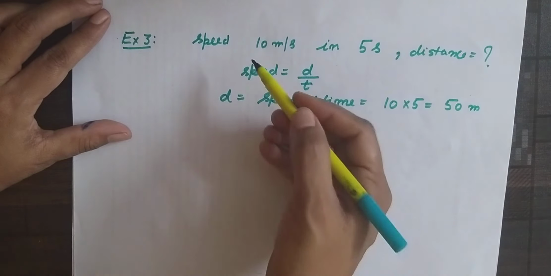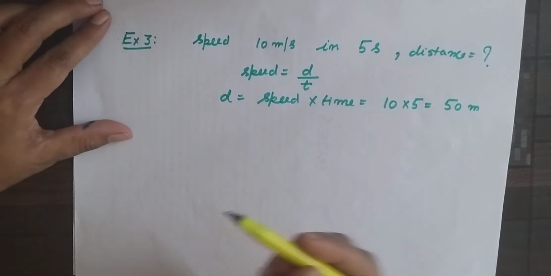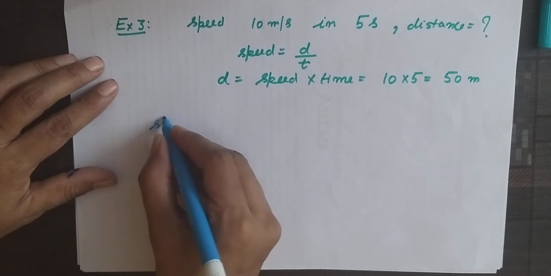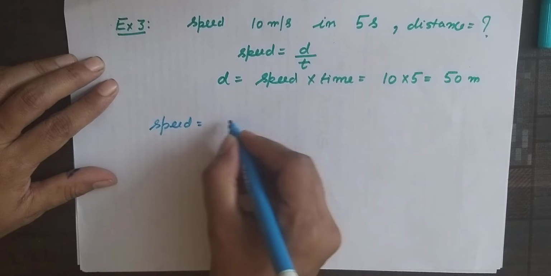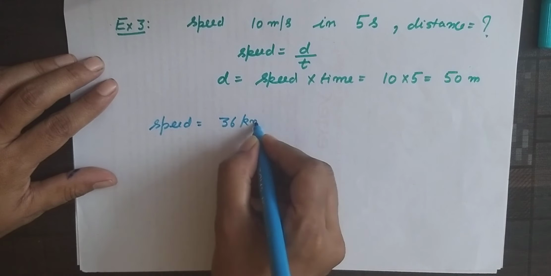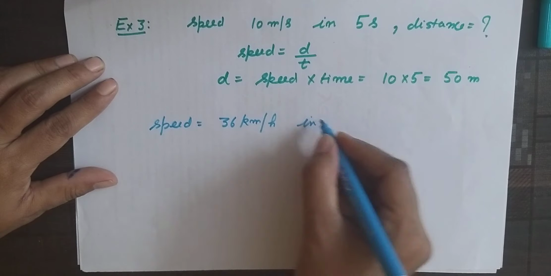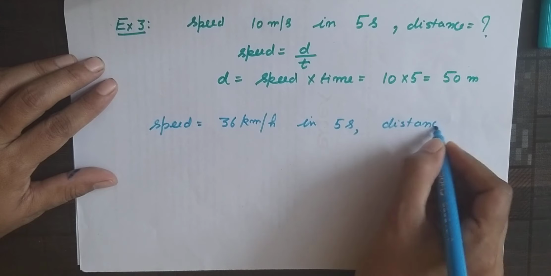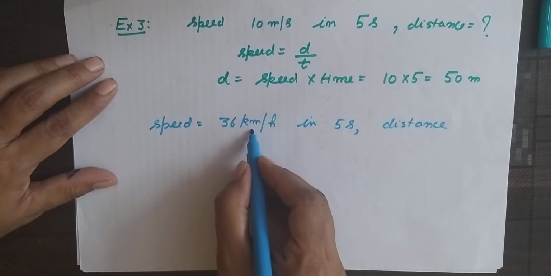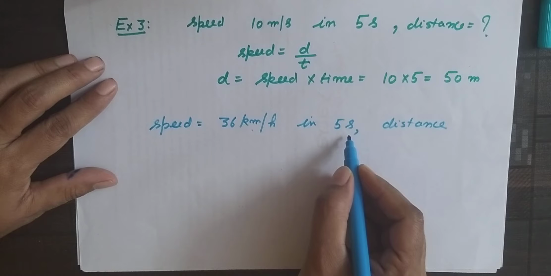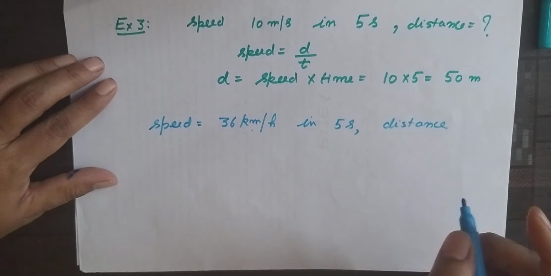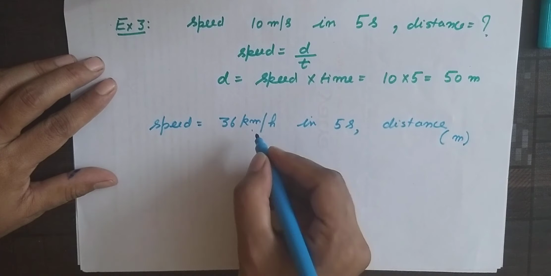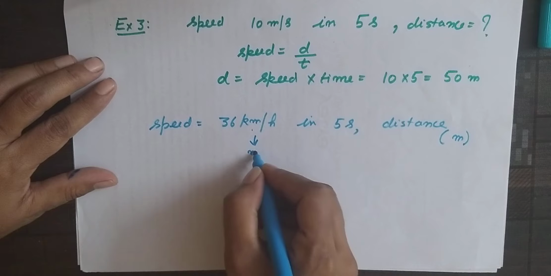But suppose this speed is given in kilometer per hour, so let's consider that one. We are considering the same example, but this time speed is 36 kilometer per hour in 5 seconds. Then calculate the distance. So in that case, since it is given in kilometer per hour, and time is given in seconds, right? We should always give the answer in SI unit. And what is the SI unit here? That should be meter. That means I have to change this into meter per second.